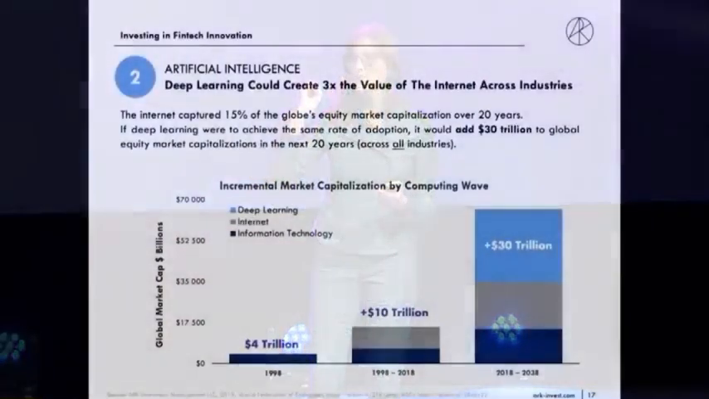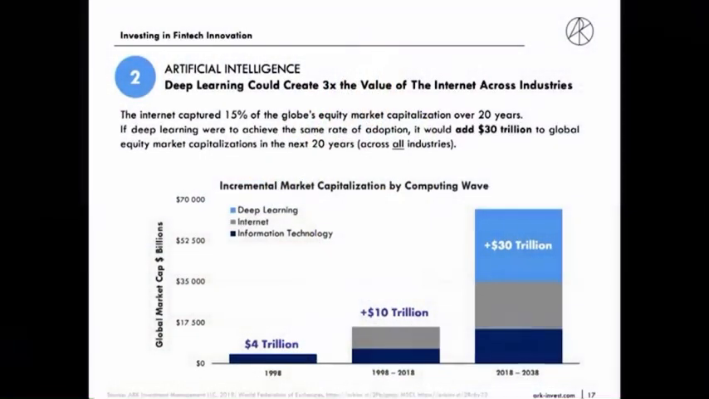So as we have analyzed the opportunity for artificial intelligence, we took a look back at the former computing waves. The PC wave was the first one. That's responsible right now for about $4 trillion in market cap. Then over the following 20 years to 2018, another 10 billion we can now attribute to the internet. And we believe over the next 20 years, there will be $30 trillion worth of market cap created because of artificial intelligence, compared to 1.5 trillion right now.